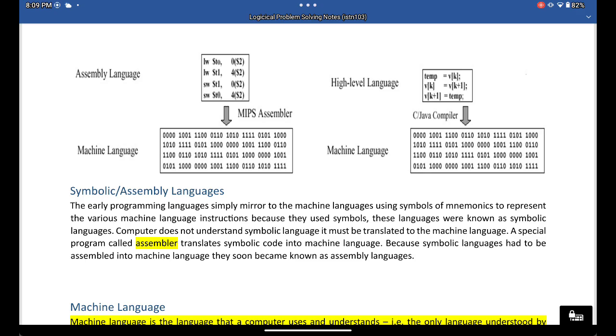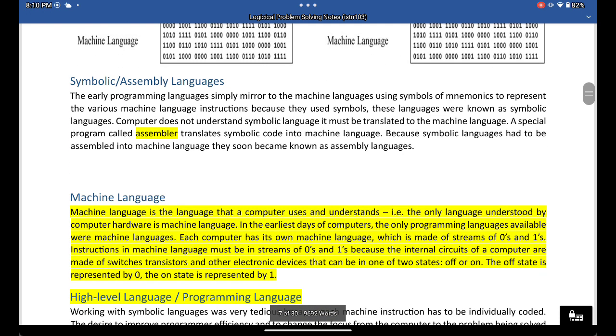Back in the days they used assembly language, which uses symbols to convert to machine level language. But assembly level language was still too complicated, right? But now we got to a high level language, which has programs like coding and stuff that we can convert to machine level language. This is easier for humans to understand, high level language.